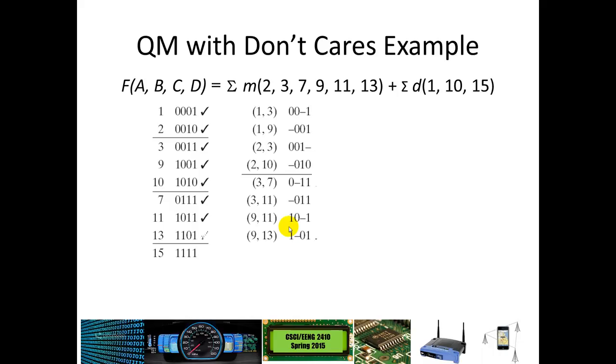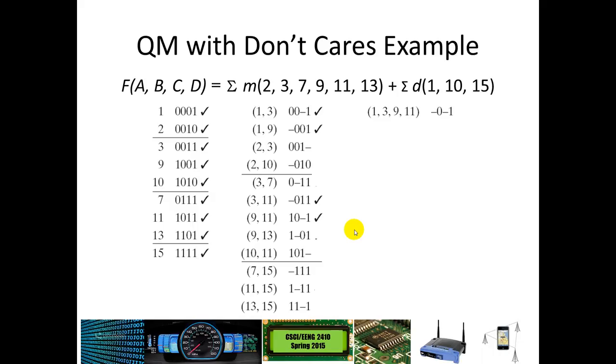We're going to keep on going through that process just like we did before. Now that you've got column 2 all finished, compare the top group in column 2 to the middle group in column 2, looking at where the dashes align, looking at where the non-dash terms differ by only one bit. And you get another combination here. You get a redundant combination there, but we still check it off.